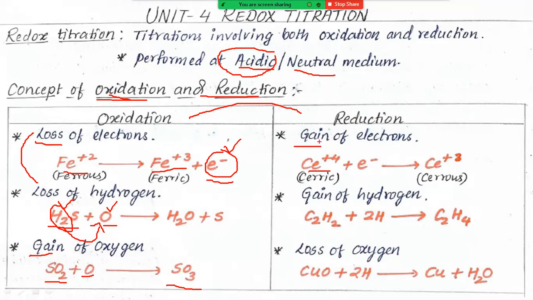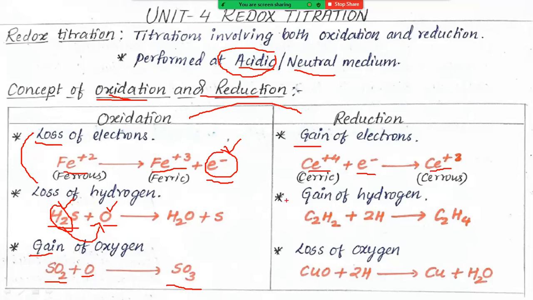So what is reduction? Here it is gaining electrons. Gain of electrons is called reduction. Why? Because the electrons will be coming from the oxidizable substance. For example, Ce plus 4 will be accepting one electron and gets converted into Ce plus 3.